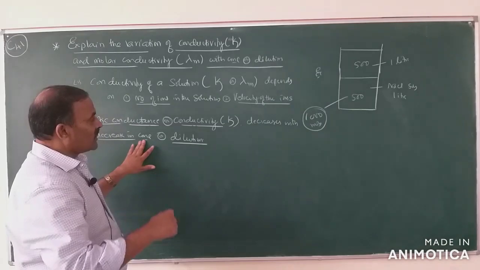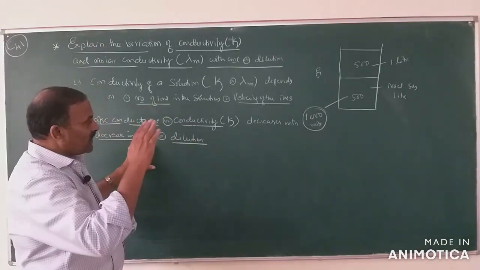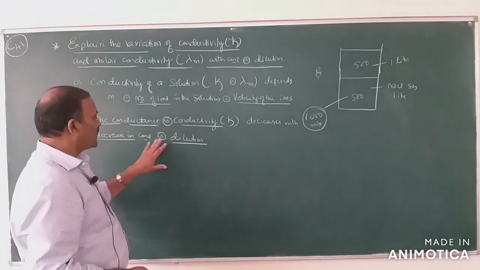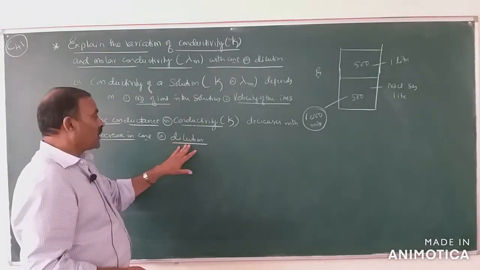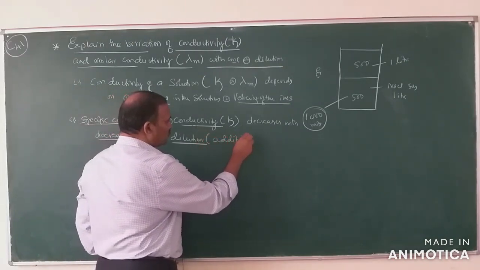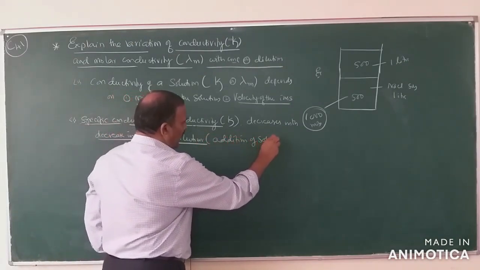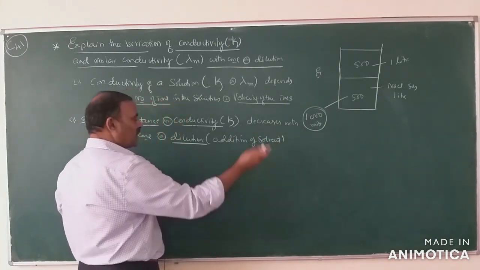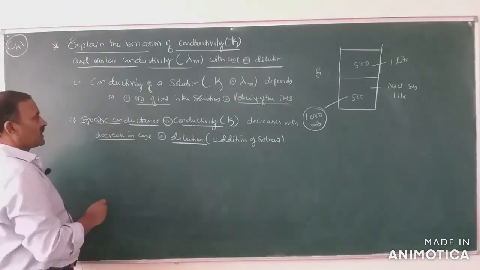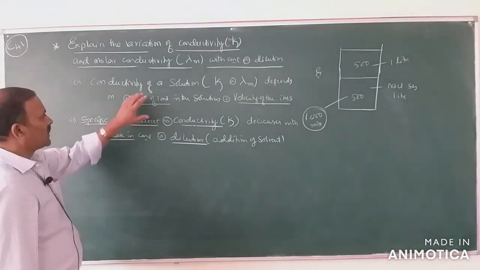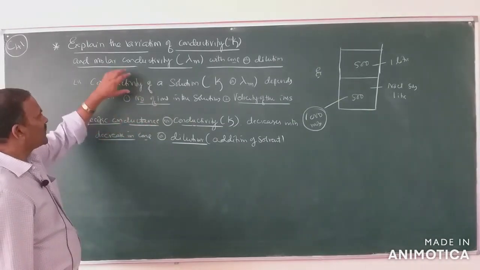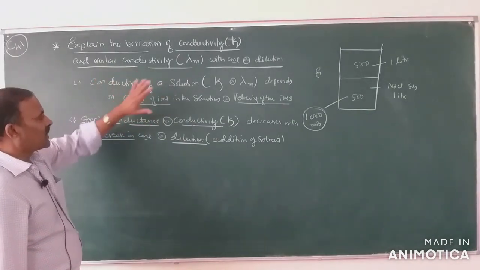When the concentration decreases, by the addition of solvent, the concentration of the solution decreases. That is the meaning of dilution. What is dilution? Addition of solvent is called dilution. When the solvent is added, the concentration of the solution decreases. When the concentration decreases, the number of ions in the solution decreases. When the number of ions decreases, conductivity decreases.